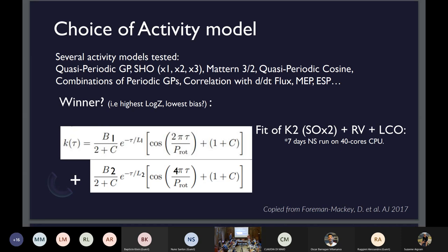In the CARMENES data, we saw things, and they were not super intuitive, because if we would trust the trends we saw, it was something like this, going into the visible and high into the infrared. It was not what we expected, and we don't fully understand which part is stellar and which part is instrumental.